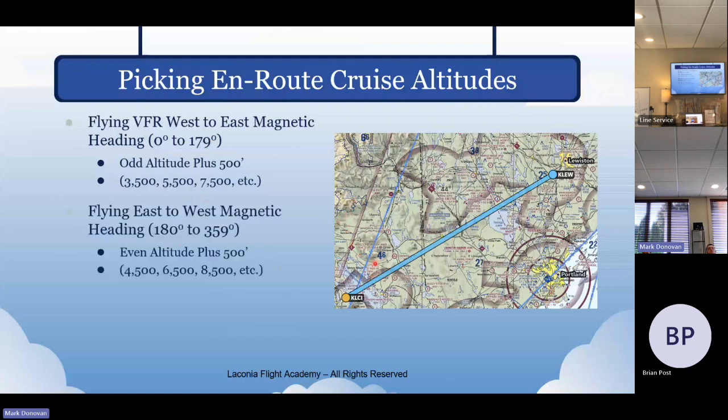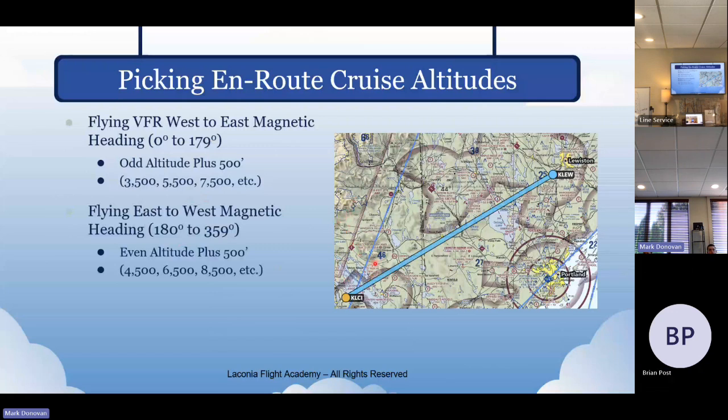If we're flying east to west, and it was somewhere between a 180 to 359 heading, we would fly an even altitude plus 500, like 4,500, 6,500, 8,500. So let's say we're coming back from Auburn, West Domain. What altitude do you think we'd want to fly back at? 6,500, yep. Again, 4,500 would be 100 feet below the highest obstacle.